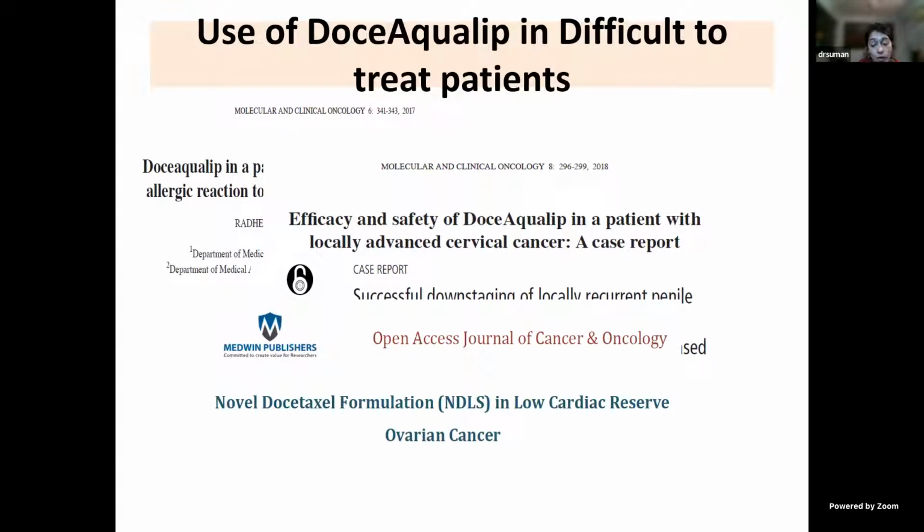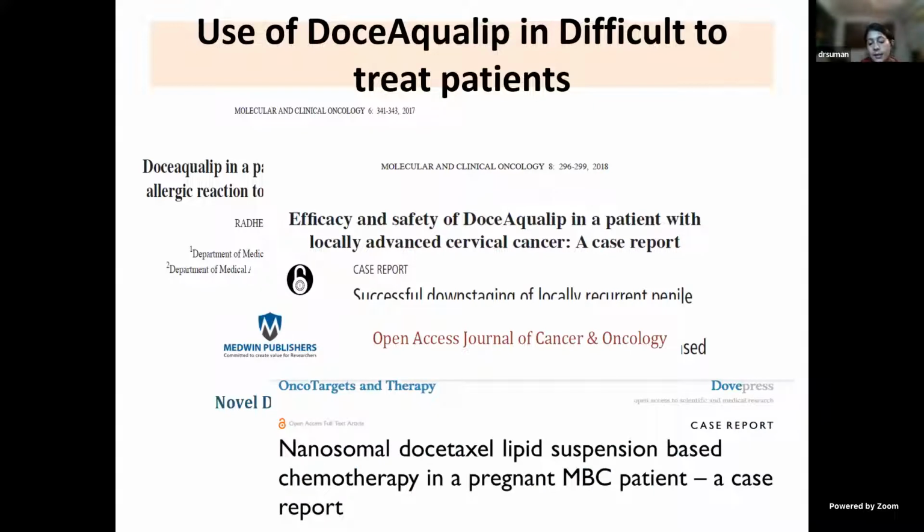And it is also being used in a low cardiac reserve ovarian cancer patient, because we do know that docetaxel causes fluid retention. So sometimes it becomes a little tricky to use in patients with low cardiac reserve. And again, this is in a pregnant MBC patient, again, a rare case report.